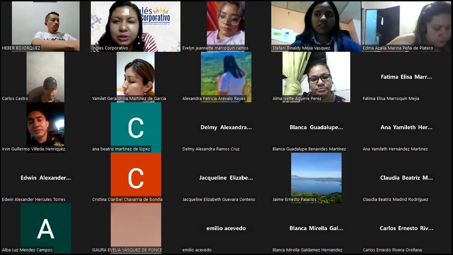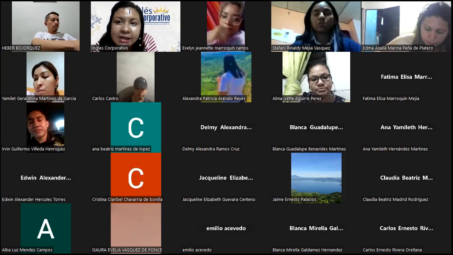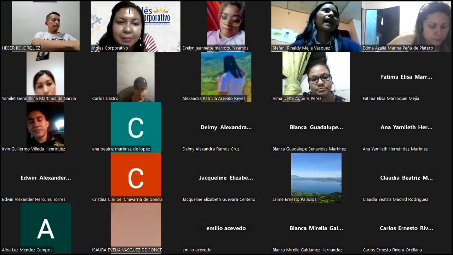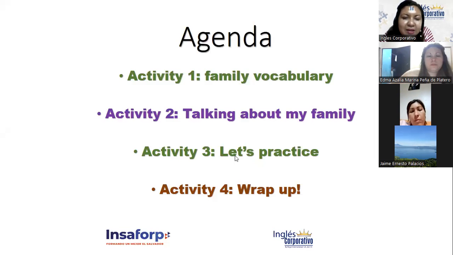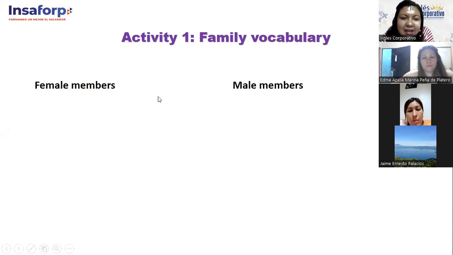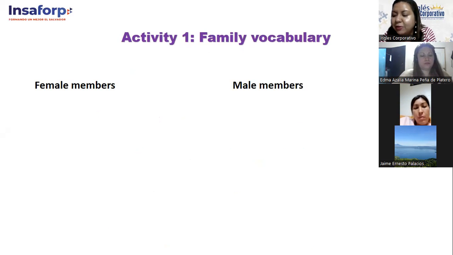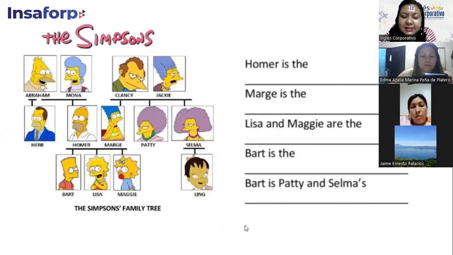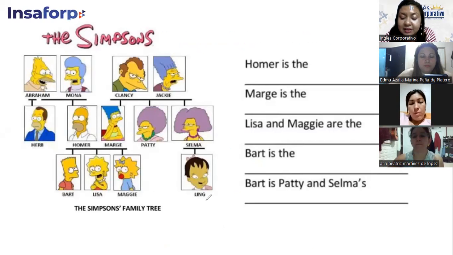So we're going to start by filling a chart for vocabulary about the family. So you're going to help me to complete this activity. In the family, we have female members and we have male members. For example, if I say mom or mother, is that a female member or a male member? Female member. It's a female member. Exactly.